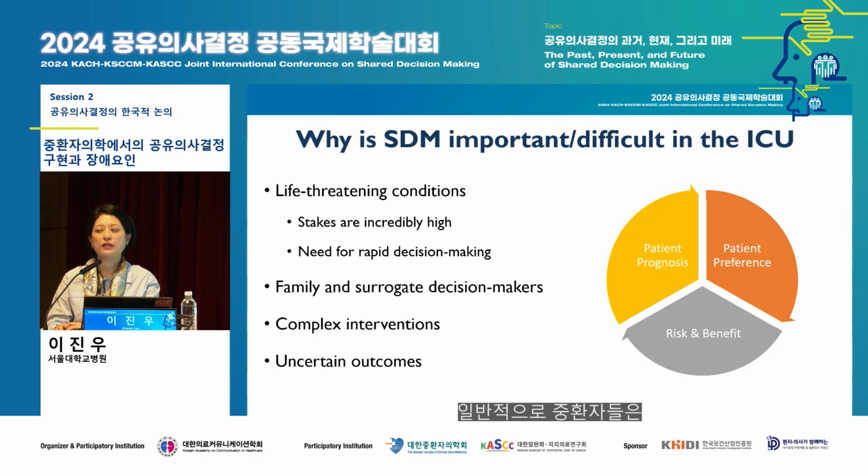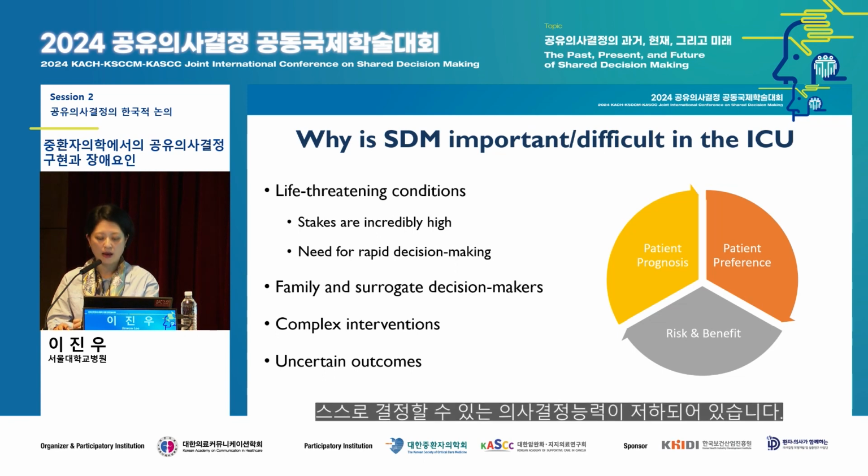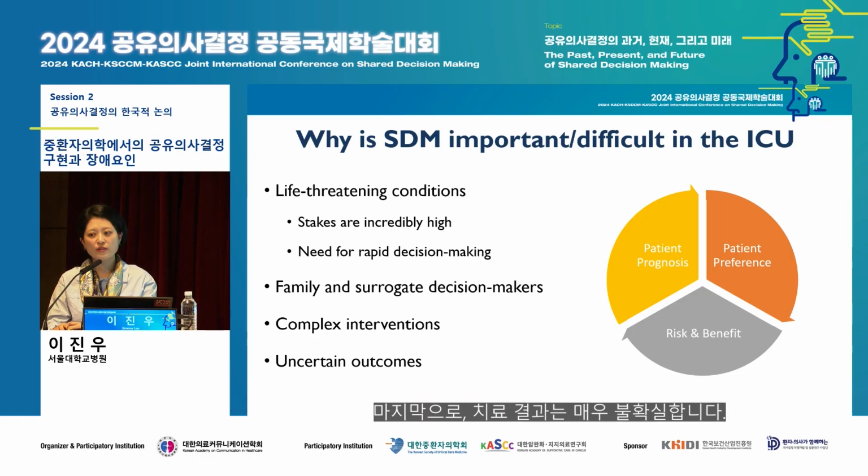And usually critically ill patients lack the capacity to make their own decisions. So usually the family or the surrogate decision makers are available, and it's another problem talking with them about treating the patients. And usually the ICU involves very complex interventions, and for each intervention, you need to do a decision-making process. And lastly, the outcomes are very uncertain.